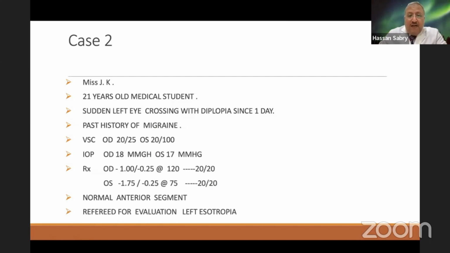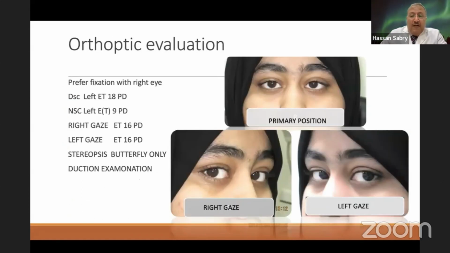Case number 2 is a lady, 21 years old, a student, with sudden crossing and diplopia since 1 day only before the visit. Her vision in the right side was 20/25, left side was 20/100. So there is a change in vision, but with refraction, she has normal vision. She also has left esotropia with underaction of the lateral rectus muscle in right and left gaze. Esotropia measured for distance is 18, for near it's 9. So a major clue for weakness of the lateral rectus is that the patient shows some sort of divergence insufficiency.